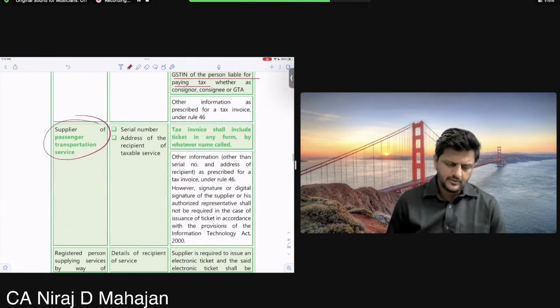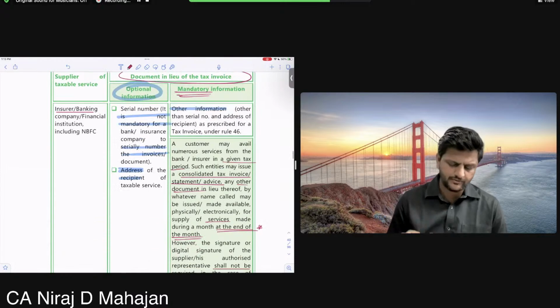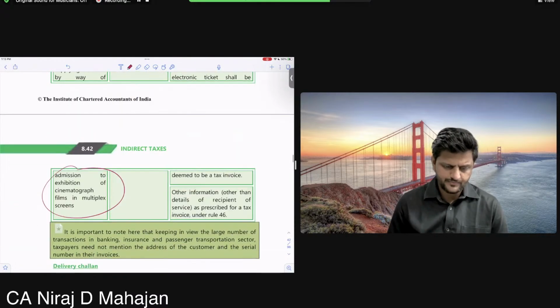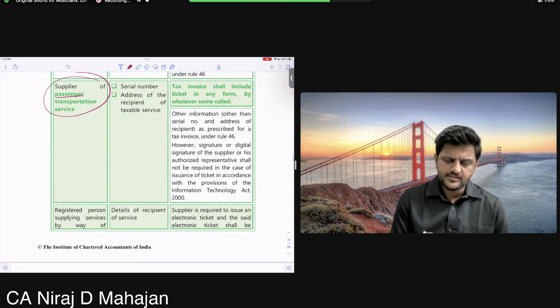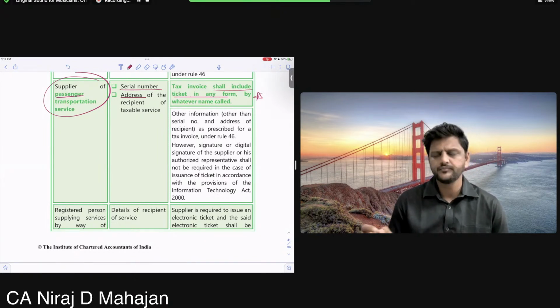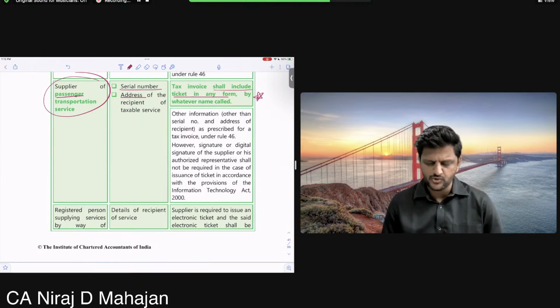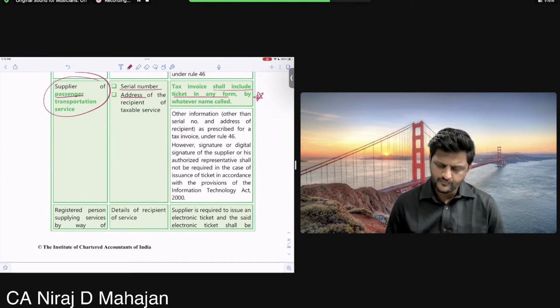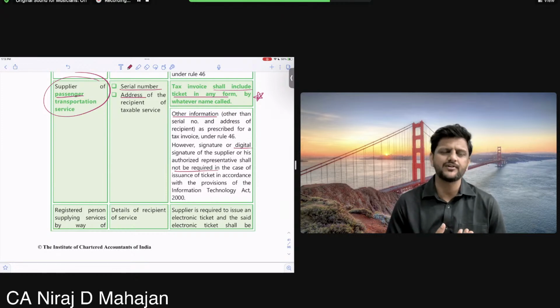Then, what is again optional? Check here for transport of passengers. Serial number on that document and address of the recipient is optional. Tax invoice shall include a ticket in any form by whatever name called. Boarding pass, this pass, that pass, whatever. Okay. Again, mandatory other information required. Railway, signature, bachcho, not required. Okay. Where do you see signatures, bachcho, on the bus tickets, railway tickets and all of that, right?